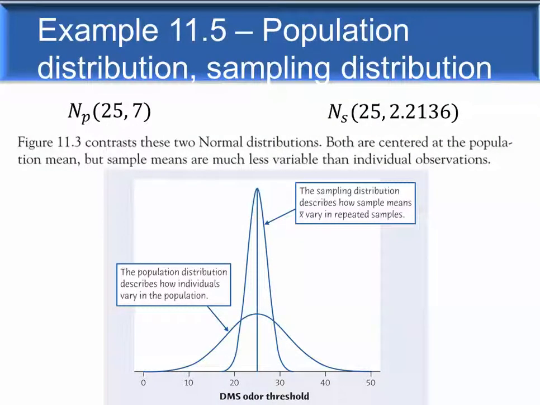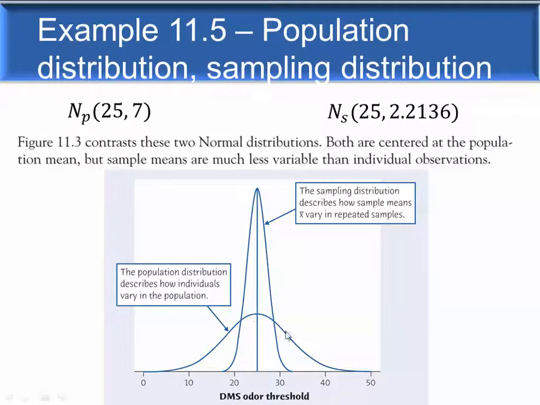So as we look at the graph of these two different distributions, this is one graph that has both of the distributions on it at the same time. So we have here our population, so I have n sub p to simulate that it's a normal distribution of our population, has a mean of 25 and a standard deviation of 7. So this is our population distribution down here below.